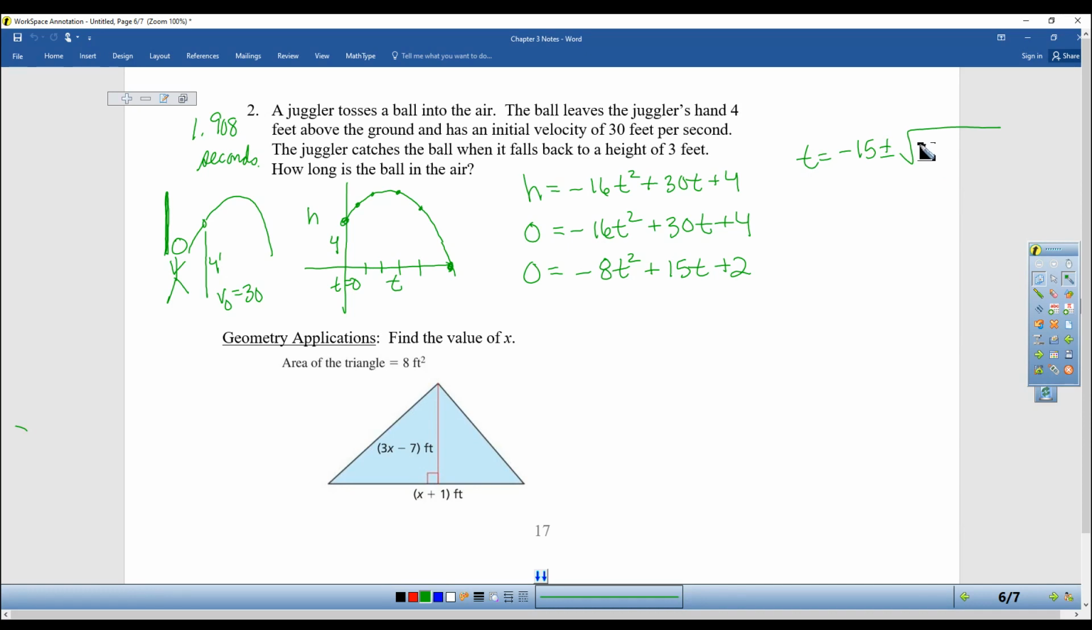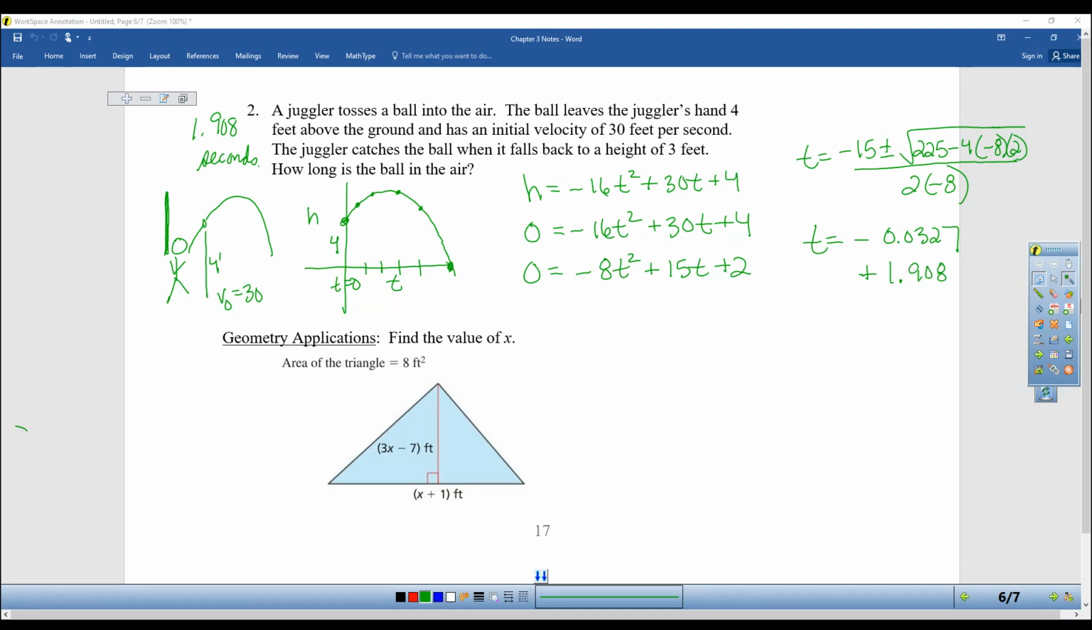And so t is going to be the opposite of 15 plus or minus the square root of b squared, which is 25, minus 4ac, all over 2 times a. So you should practice typing that into your calculator. There's going to be 2 answers. I won't make you watch me type it into the calculator. The 2 answers are negative 0.0327 and positive 1.908.